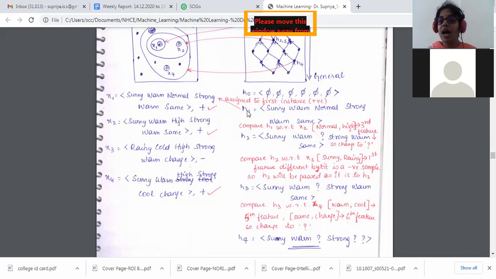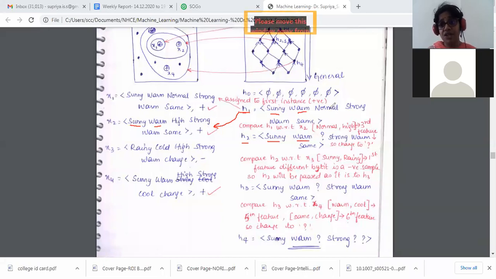Now I will compare H1 with the next positive instance, X2, and come up with a new hypothesis, H2. I have to compare each and every feature. Sunny is compared with sunny. It is the same, no change observed, so the feature sunny remains the same. The next one is warm and warm. Again, no change observed, so I keep the same warm feature here.